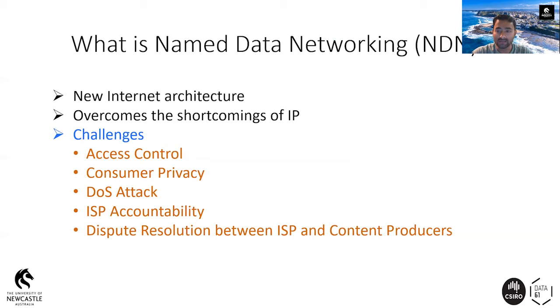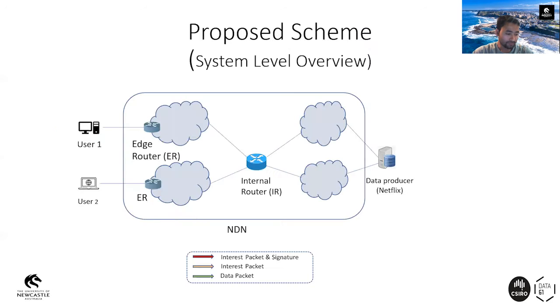Some of the security challenges that we have addressed in this paper are access control, consumer privacy, denial of service attack, ISP accountability, and dispute resolution between the ISP and the content producer. In the following slides, I'm going to present a system-level overview of our proposed scheme. Let us assume a very simple NDN architecture. It consists of users, routers like edge routers and internet routers, and data producers like Netflix.